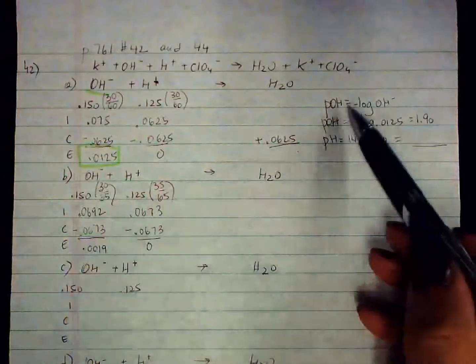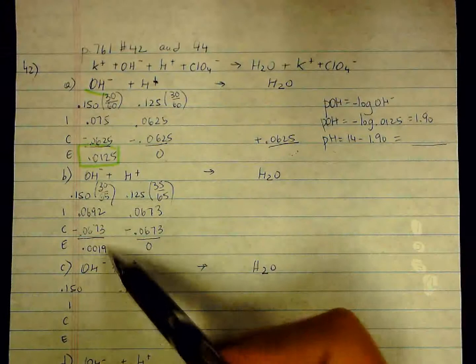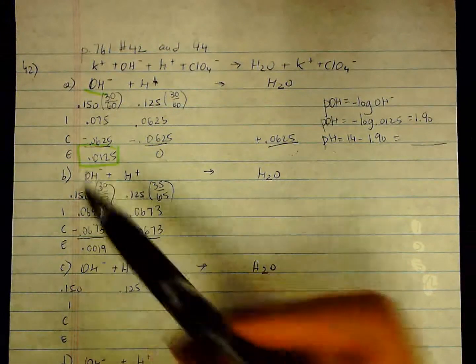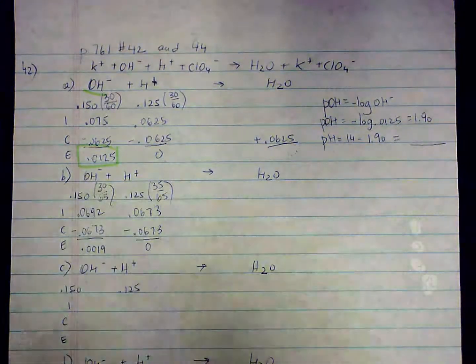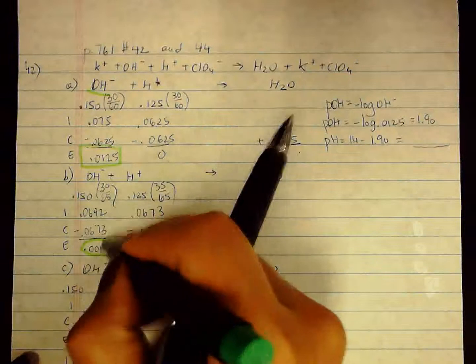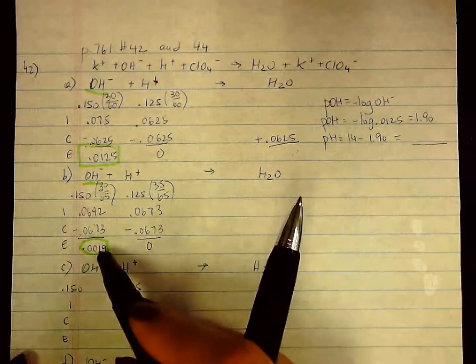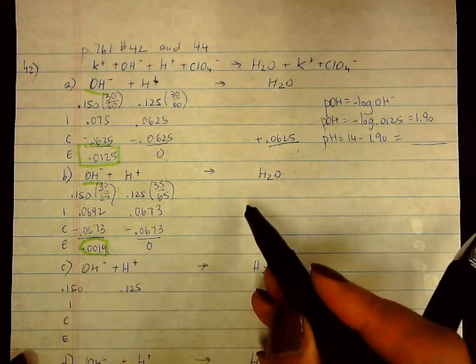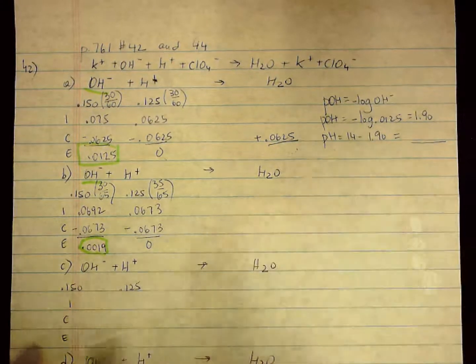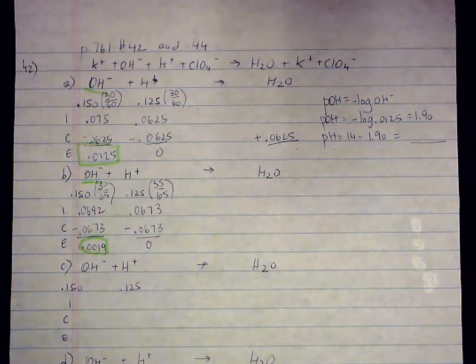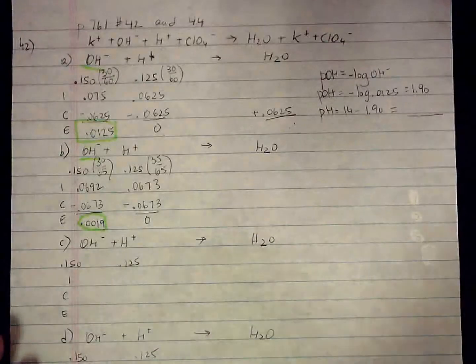You would do the same thing that we did in part A. Since you have a number underneath the hydroxide column, right? You have an N value here underneath the hydroxide. All you would have to do is do the negative log of 0.0019 to get the pOH, and then once you have the pOH, you subtract that from 14 to get the pH. All right, let's take a look at C.